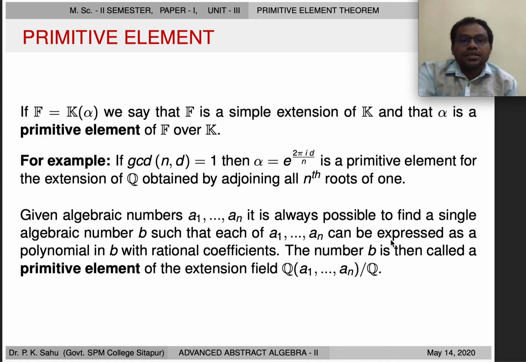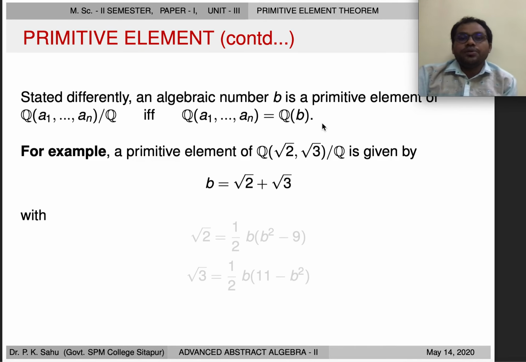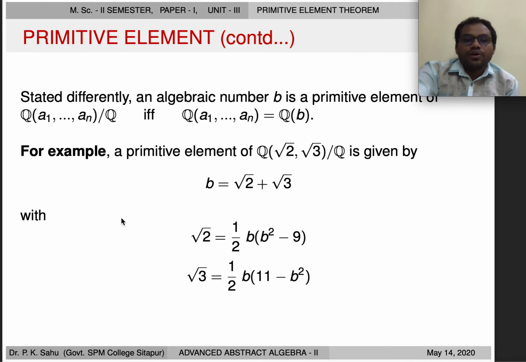Means we forget all these elements a1, a2, all the way to an, and we replace them by a single element. In other words, we can say an algebraic number b is a primitive element of Q adjoined a1, a2, an over rationals if and only if Q adjoined a1, a2, an is equal to Q adjoined b. Means in place of all these elements we can write a single element b. For example, a primitive element for Q adjoined root 2 and root 3 over rationals is given by beta is equal to root 2 plus root 3. This beta is a primitive element because we can obtain root 2 and root 3 by using this formula.